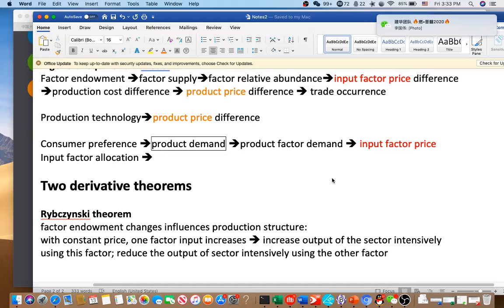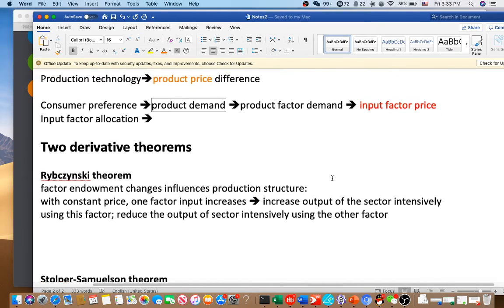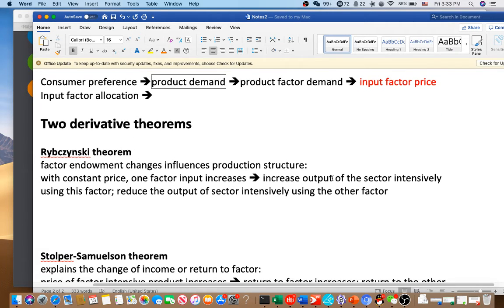The first one is the Rybczynski theorem. It says the factor endowment changes influence the production structure. That is, when the price is constant, if one factor, for example labor input, increases, it will enhance the output of the sector intensively using this factor.